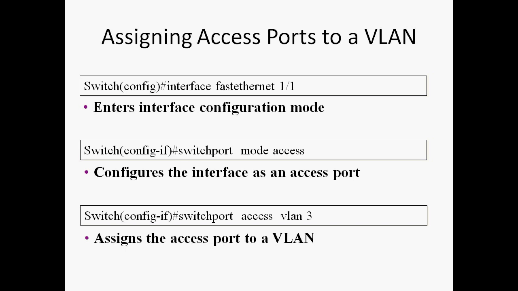first we go to interface FastEthernet 1/1, which enters the interface configuration mode. In that mode we give switchport mode access. So here we configure that interface as an access port. Now switchport access VLAN 3 means that port is assigned to VLAN 3. That assigns the access port to VLAN 3.